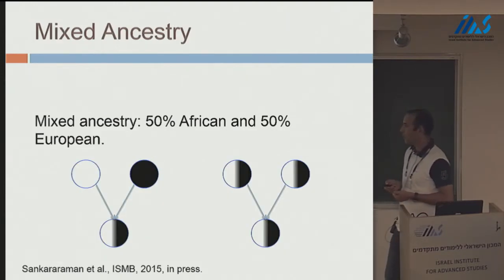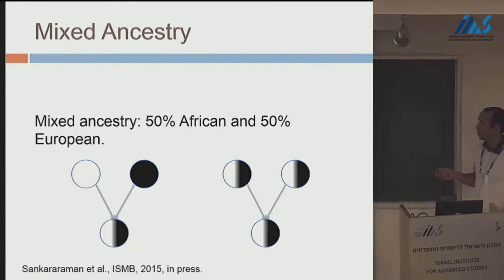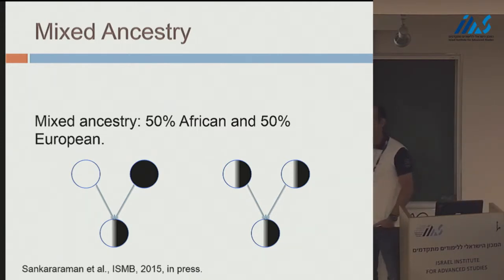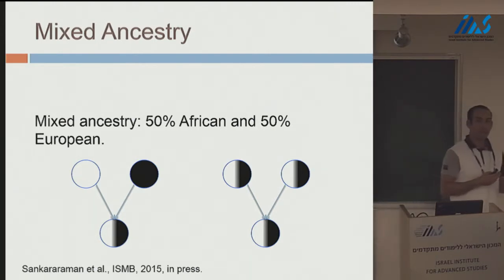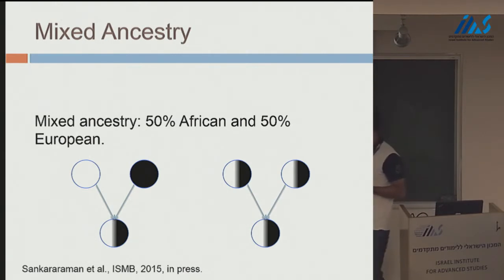So we developed another method that looks at admixed individuals, unlike the previous one that looked at people within Europe or within a continent. And here we're saying, let's say that you have an individual that is 50% African, 50% European. Then there could be different ways of explaining the parents. One option could be that the mother is European and the father is African. Another way could be that both the mother and the father are 50%.